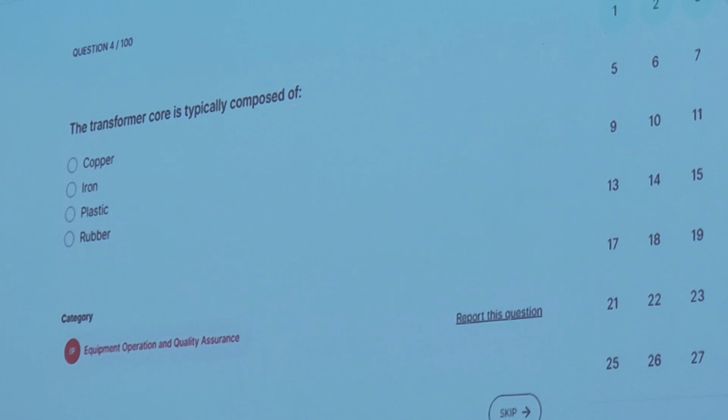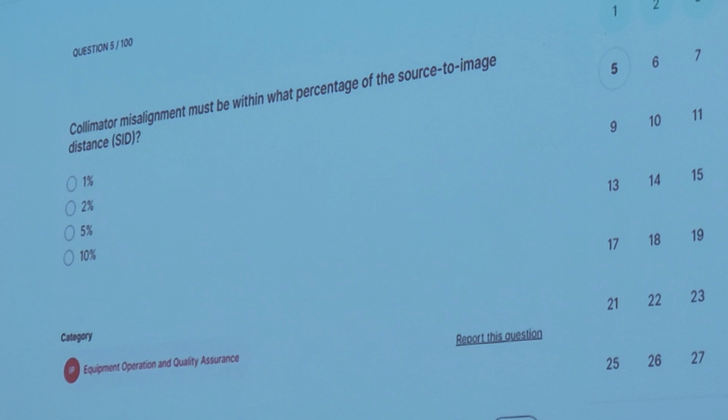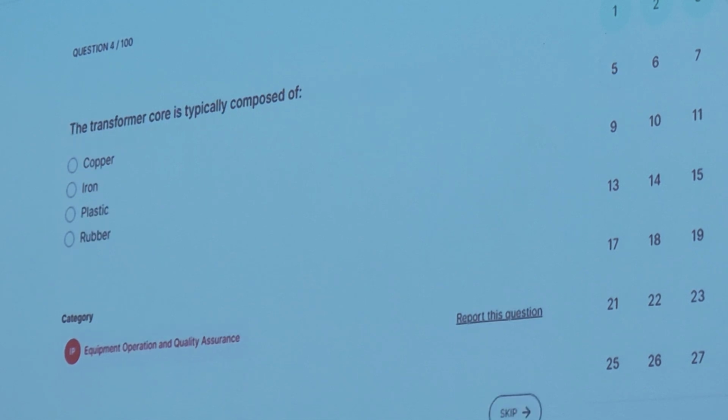Transformer core. Well, all right, this is physics. Oh, you want to study for Ms. Bonilla's class at the same time? Well, she needs the transformer core. Iron core transformer.